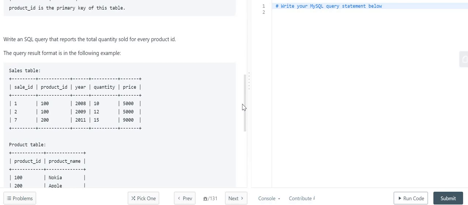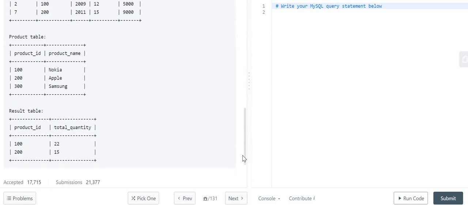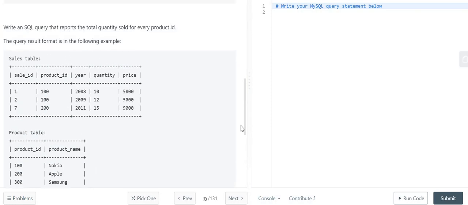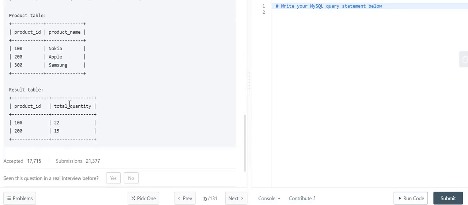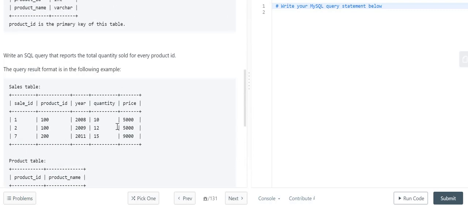So what you have to basically do is sum the quantity of the mobile phone. So for product 100, which means 10 plus 12 is 22. That is what is returned in the result, right? And 200, which is the Apple phone, has 15, which is the quantity returned in the result. The only difference is the column name is different. Of course it is going to be different because this is the total quantity, right? Whereas these are individual quantities which were sold in one particular year. So the second table information is completely unnecessary.